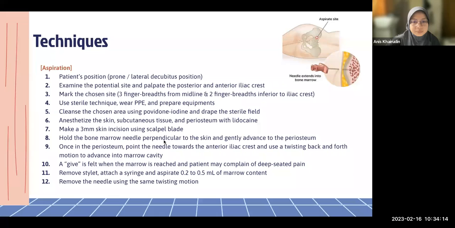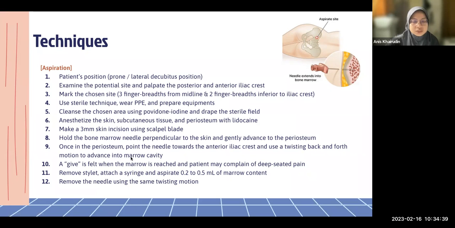Then hold the needle perpendicular to the skin and gently advance it to the periosteum. Once it is in the periosteum, point the needle towards the anterior iliac crest. That's why we need to palpate the anterior iliac crest just now, because we need to point it towards the anterior iliac crest. And then using a twisting back and forth motion, just like what was done in the video, advance it into the marrow cavity.